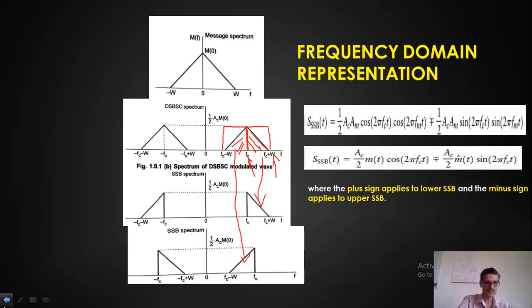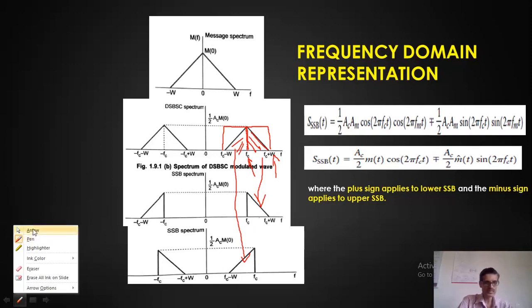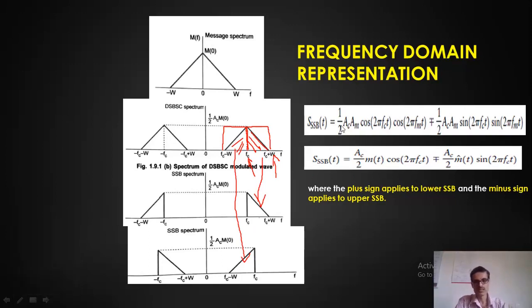Now, the equation for the SSB signal in the time domain is given by this equation. That is, s_SSB(t) equals half of Ac Am cos 2 pi fc t cos 2 pi fm t, where fc is the frequency of the carrier and fm is the frequency of the message signal, a single tone, minus or plus half of Ac Am sin 2 pi fc t sin 2 pi fm t. This first part is called the in-phase component, and this component is called the quadrature component, because here the carrier is cos 2 pi fc t and this is a quadrature carrier, that is sin 2 pi fc t.